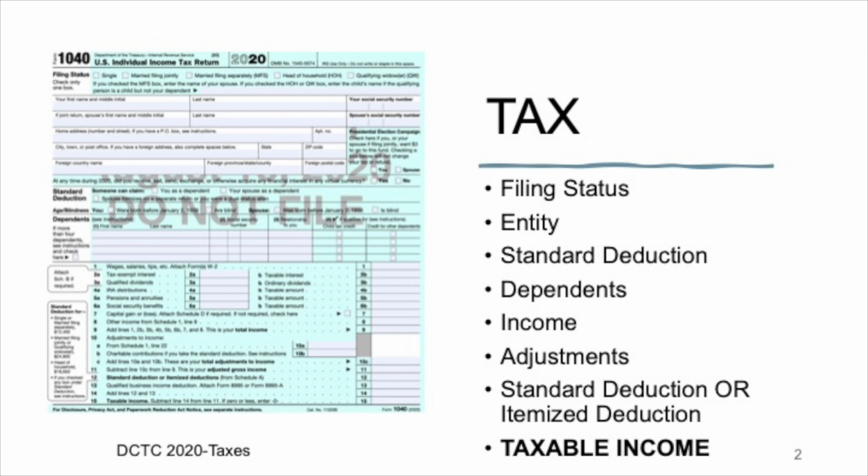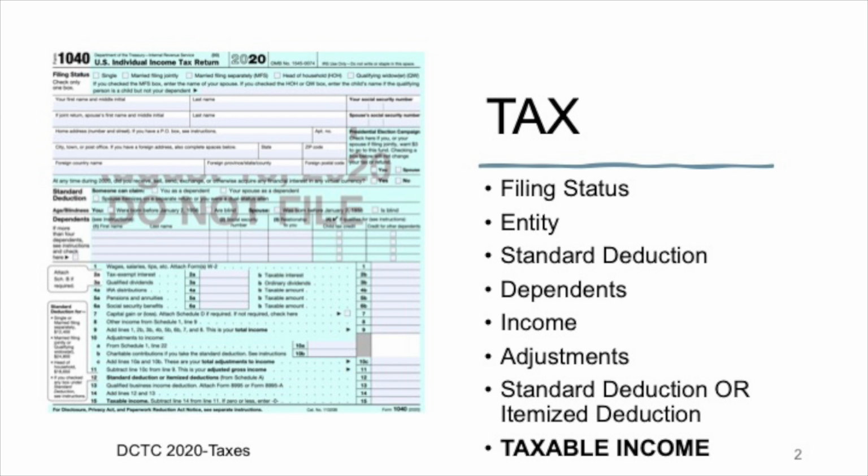We covered the filing statuses. There are 5, which is single, married filing joint, married filing separately, head of household, and qualifying widow or widower. Then there is the entity's information. That is the taxpayer's name, social security number, address, etc.